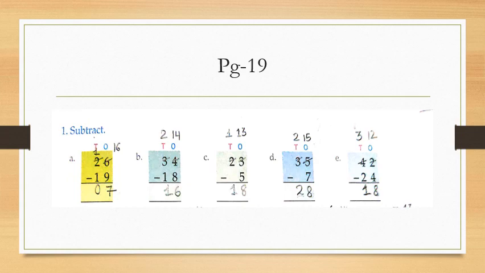Now last part children. Here you have to subtract 24 from 42. So we start subtracting the ones. Children, here you can't subtract 4 from 2. So we borrow one value. So 2 will become 12. Now 12 minus 4, 8. So we write 8 under ones column. Now at tens place children, 3 is there. Now 3 minus 2 is 1. So 18 will be your answer.